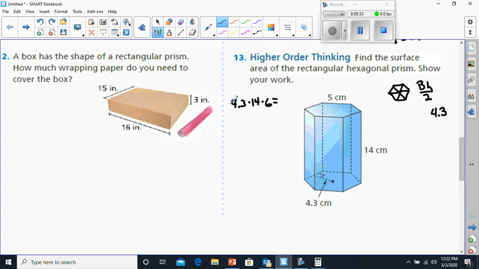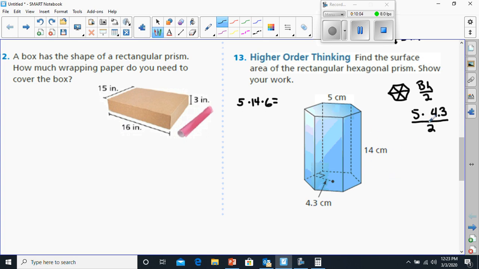And I'm sorry, I have to correct this one over here. I thought this 4.3 was pointing to the side. It's actually 5. So I'm going to erase this over here and put 5. And now I realize that this base is 5. So that's 5 times 4.3 divided by 2. And then we're going to have to take that answer and multiply it by 6 because there's 6 triangles, right? And then we're going to have to multiply it by 2 because there's 2 sides.